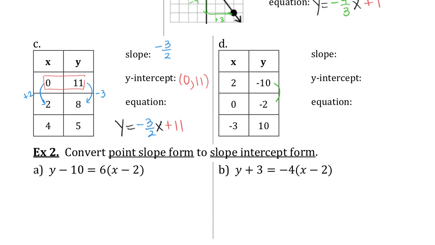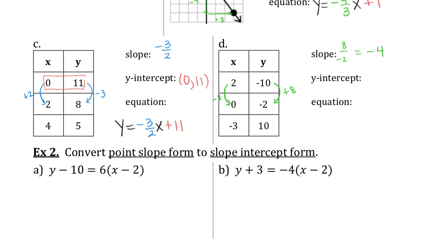Okay, if I go from negative 10 to negative 2, am I going up or down? I'm going up 8. If I go from 2 to 0, am I going up or down? I'm going down 2. So what's my slope? Rise over run, 8 over negative 2. Now 8 divided by negative 2 is just negative 4. So I'm going to make this negative 4.